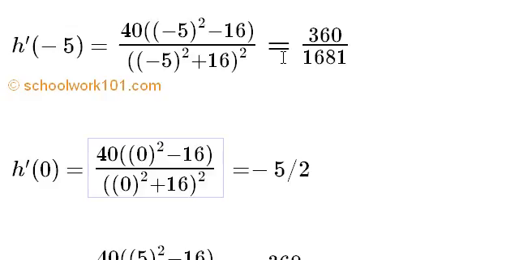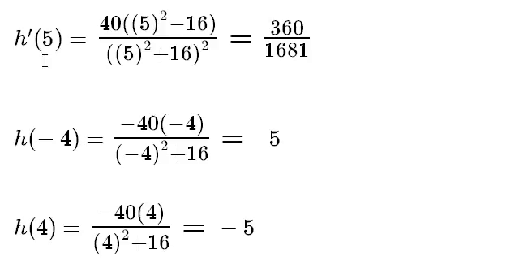So we plug -5 in, and we end up getting a positive number. So we know that the function is increasing at x equals -5. We plug -5 in, we get a positive number, it's increasing. Okay. Plug 0 in, we get a negative number, so we know that the function is decreasing. Then we plug 5 in, and we get a positive number, so we know that the function is increasing.